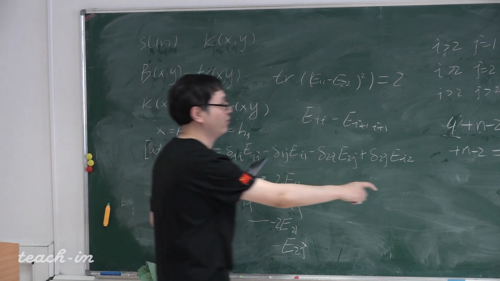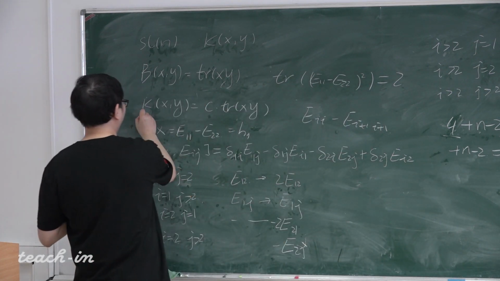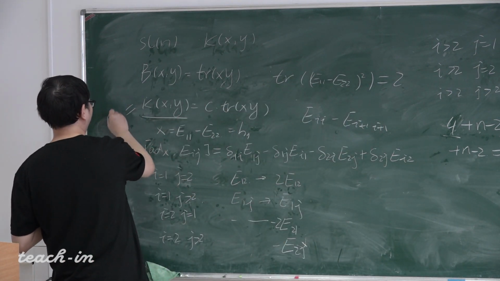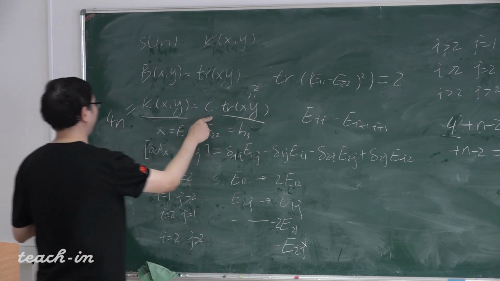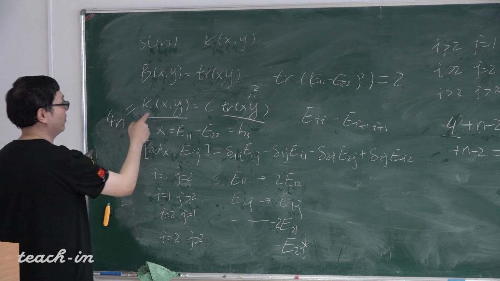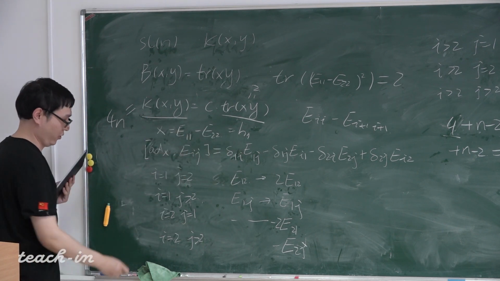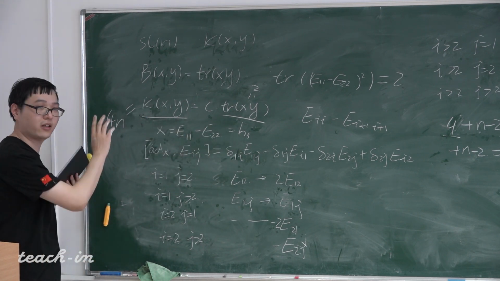Yes. The final answer here is our left-hand side. This is 4n. And we want to compute this is 2. Right. So our C is 2n. So this proves our formula for the Killing form for sl.